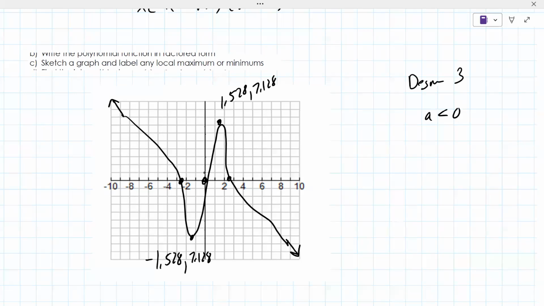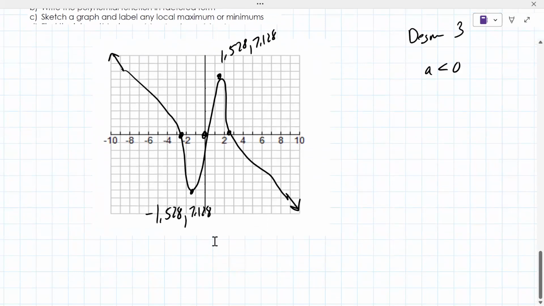All right, I drew my graph. And so you've got those local mins and maxes. Then I think the next one's where f of x is greater than 0 and less than 0. Or in this case, g of x.